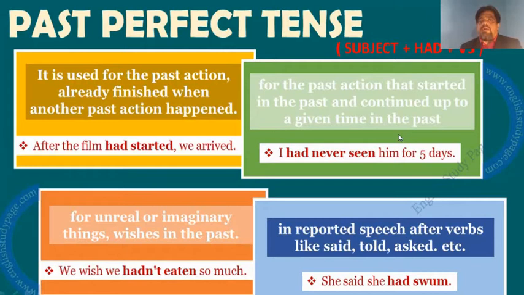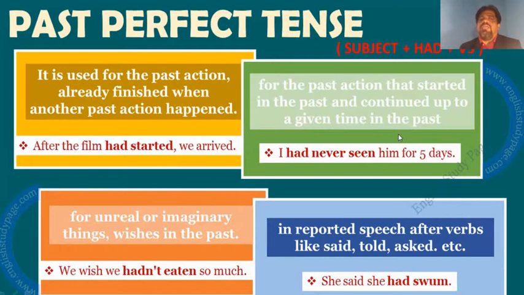Now, some action happened sometime back for a particular period of time. So that is why it's used for the past action that started in the past and continued up to a given time in the past. For a long time, I may say a stretched time. A simple past tense is used for a pinpoint, for a single moment, on that moment. But a past perfect tense can be used for a stretched, elongated period. And that is how we could say.